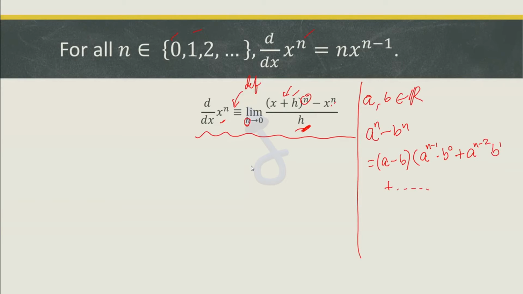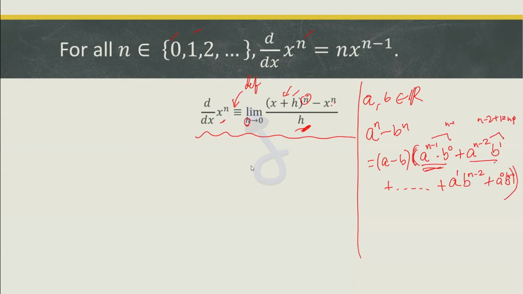Plus mo yan hanggang a to the 1. So yung b naman is b to the n minus 2, plus a to the 0 b to the n minus 1. So sa bawat term, kita mo, pag plinas mo yung exponents, n minus 1 yung sum. So ito, n minus 1 plus 0, n minus 1. Ito naman, n minus 2 plus 1, n minus 1 pa rin. So lahat ng terms dito sa parentheses, yung exponent nila pag dinagdag mo ay n minus 1.